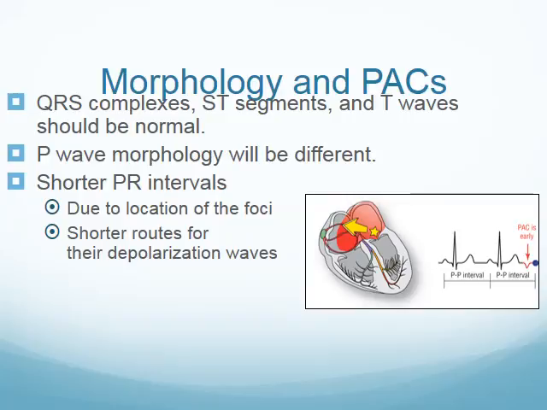QRS complexes with a PAC should still be normal. Once that stimulus hits the bundle of His, everything from there is going to be normal. So our ST segment and QRS complexes should all be normal. P wave morphology, like I already said, is going to be different. You may have a shorter PR interval due to the location of the foci, because it's a shorter route to depolarize everything.